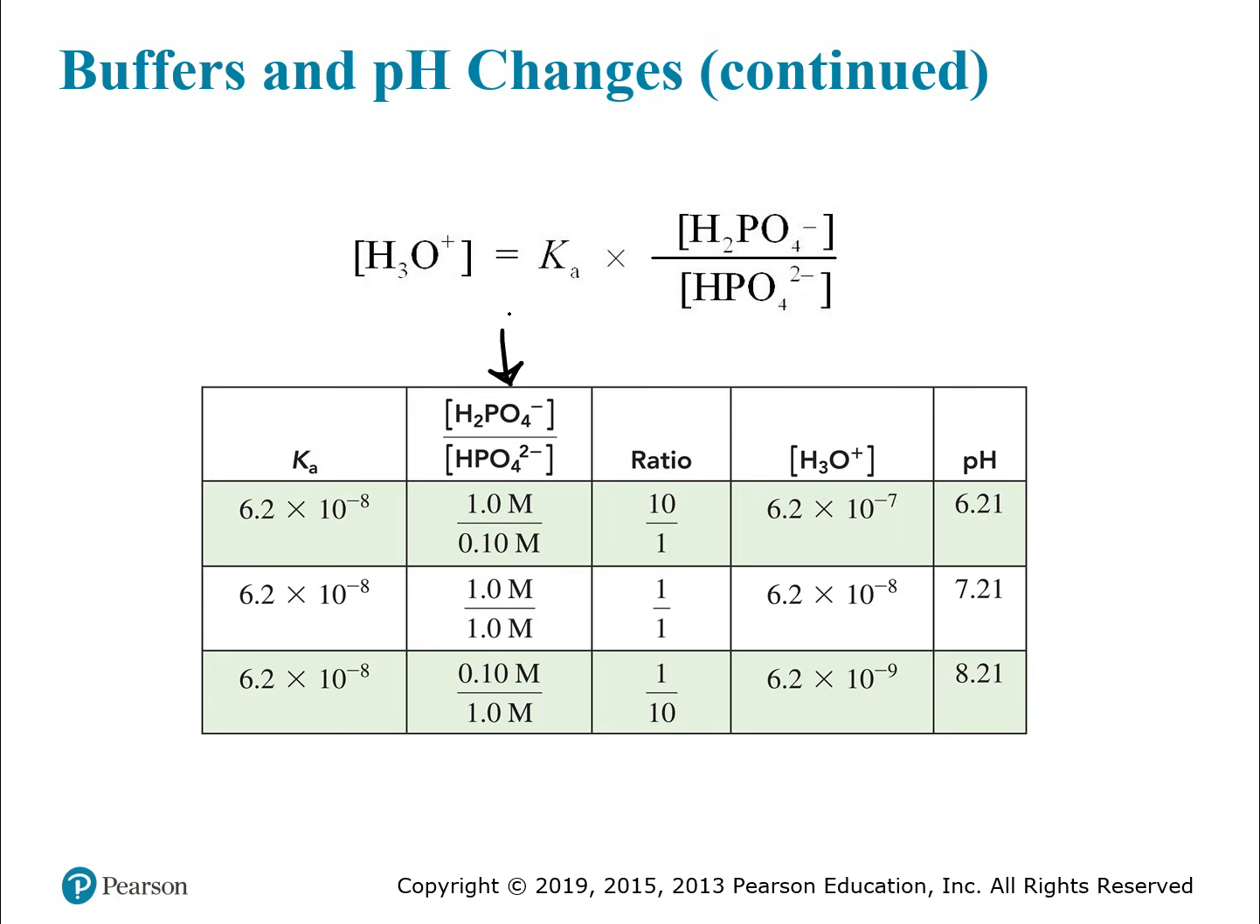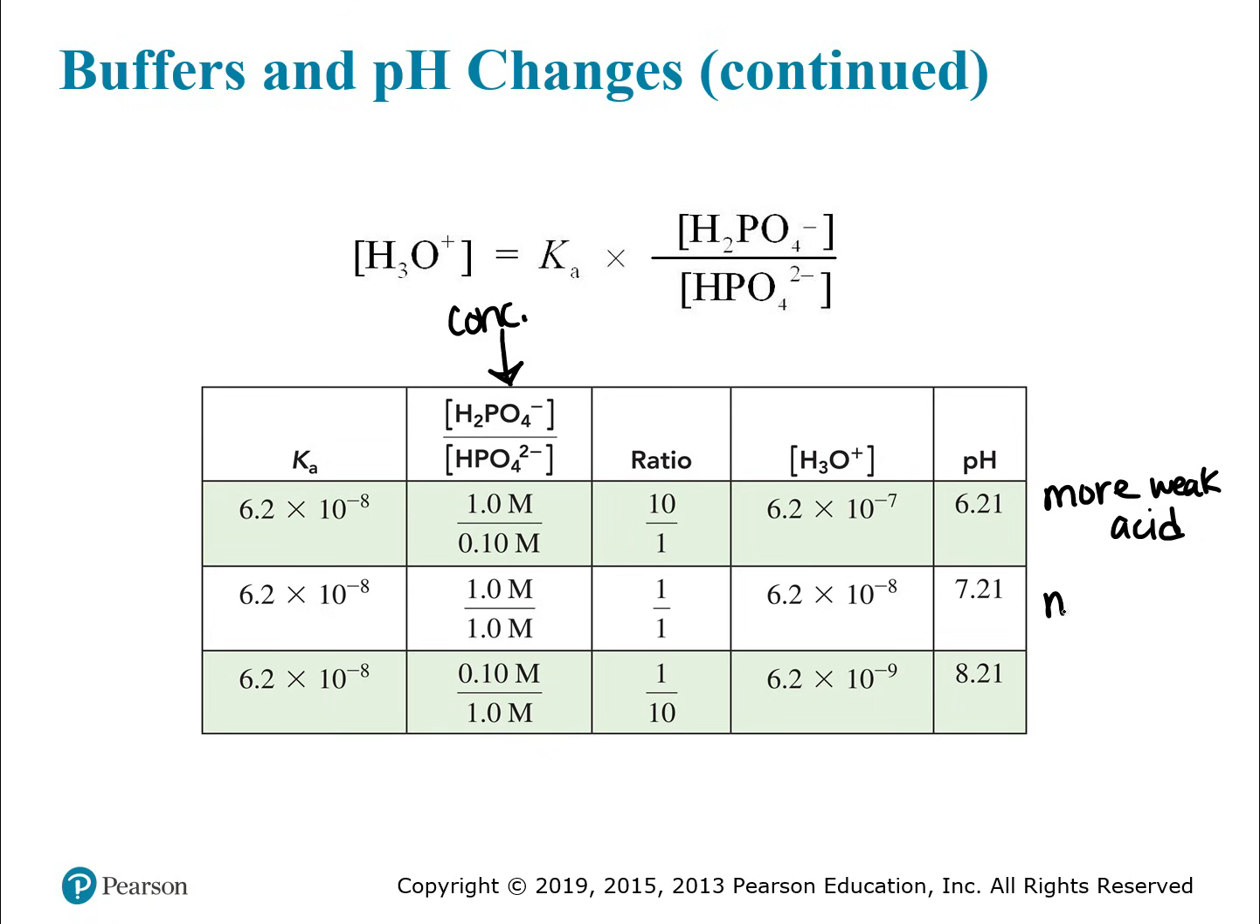These are the different concentrations of weak acid and conjugate base. The ratio is in the next column. So 10 to 1, 1 to 1, and then 1 to 10. So the very top one, we've got more weak acid. When you have more weak acid, you have a pH that is on the acidic side.